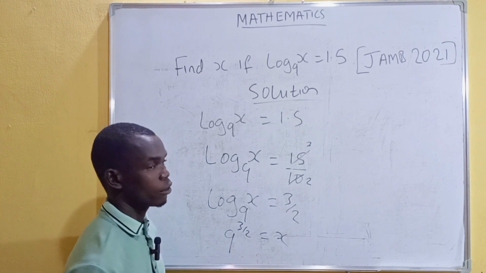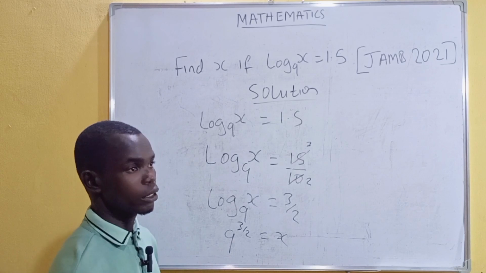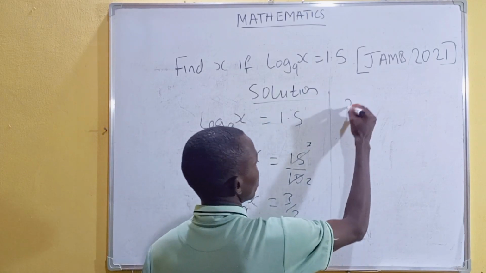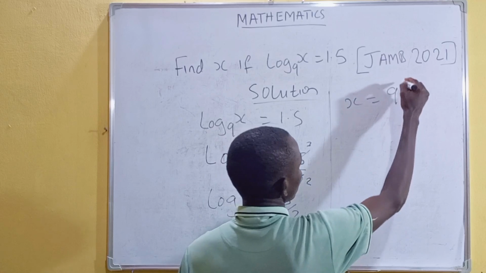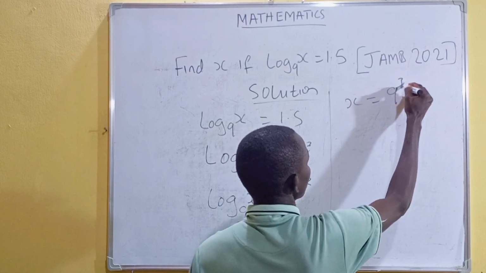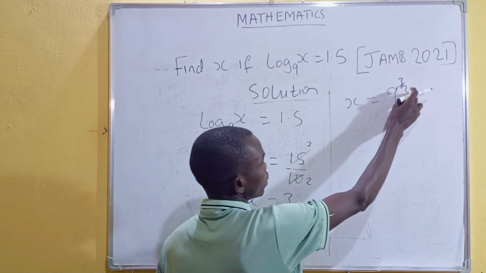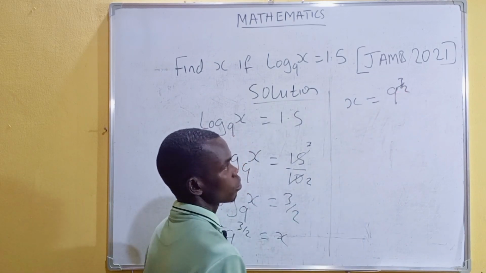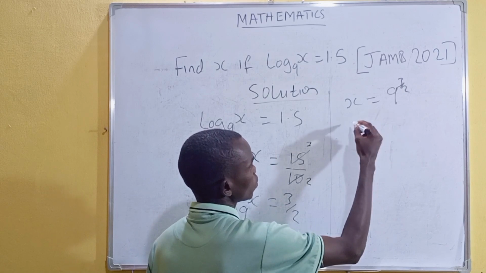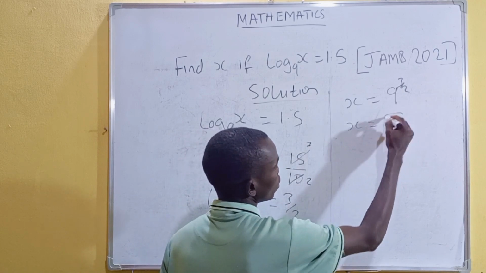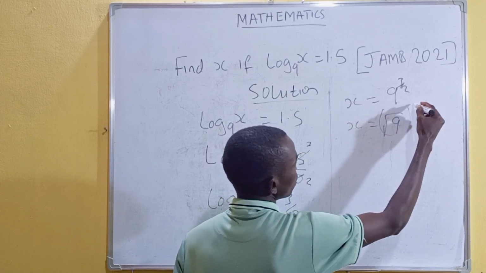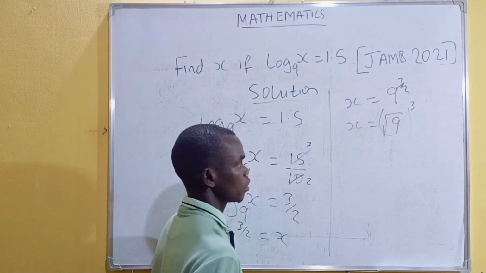From here now, we have a fractional index. So it will now be S equals 9 to the power 3 over 2. And the denominator is the root. Since the denominator is 2, it will now be the square root. Now S equals the square root of 9, all raised to the power of the numerator, which is 3.